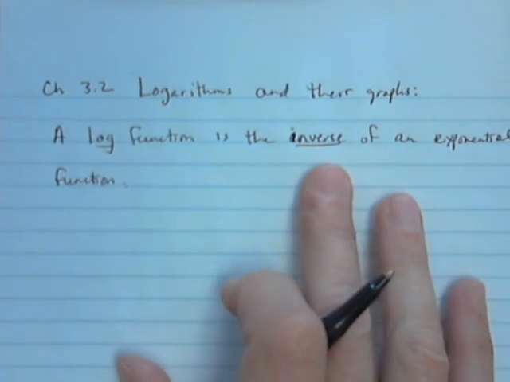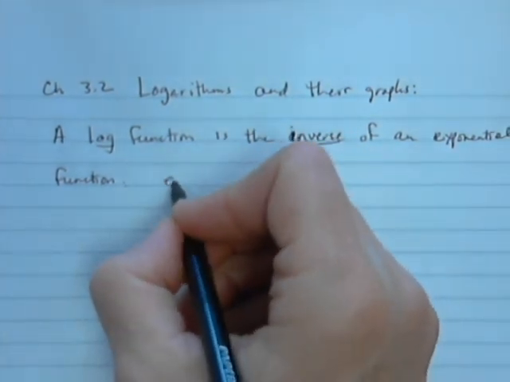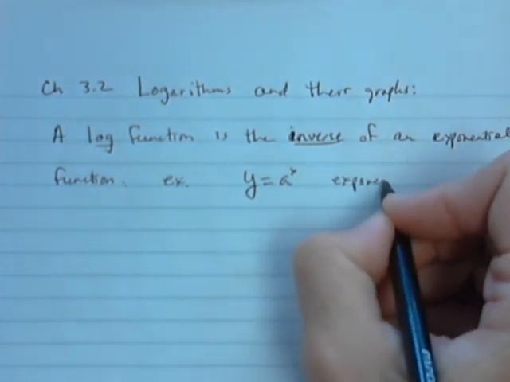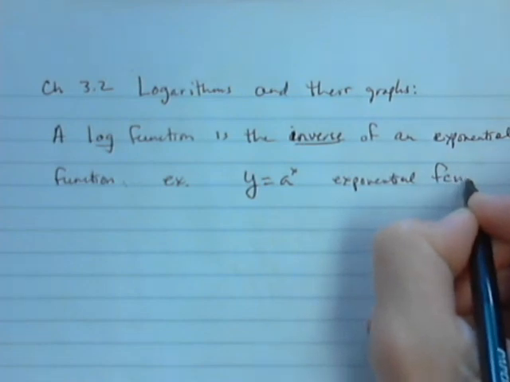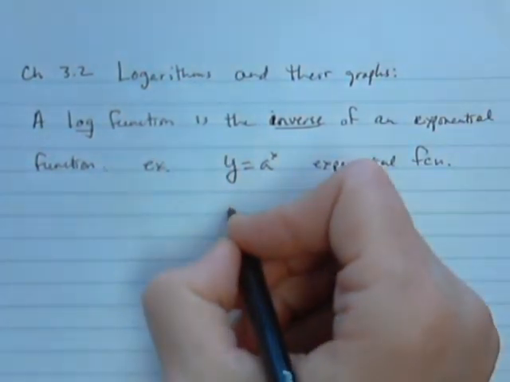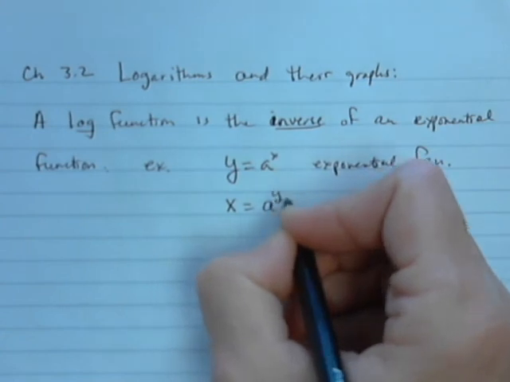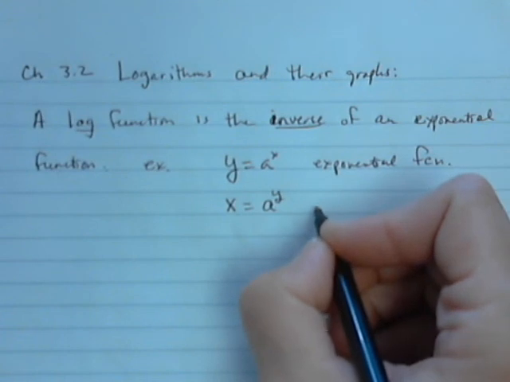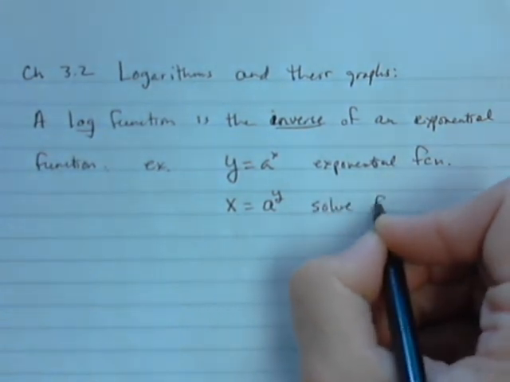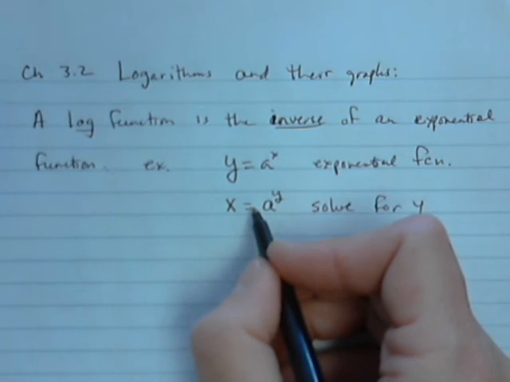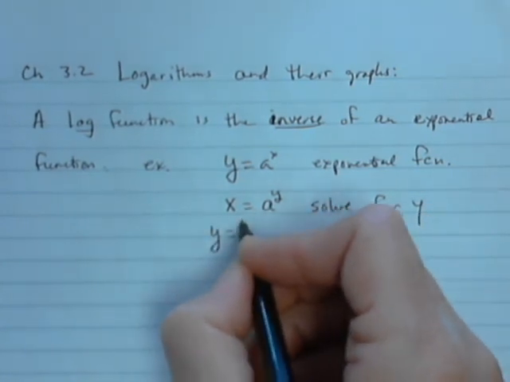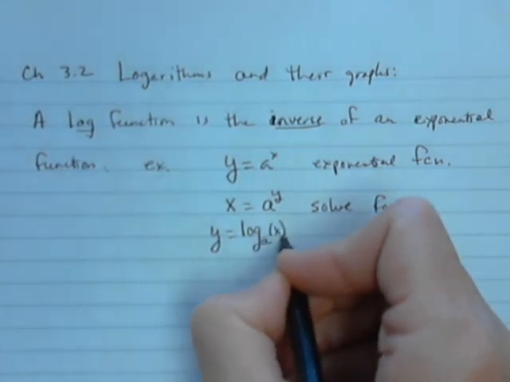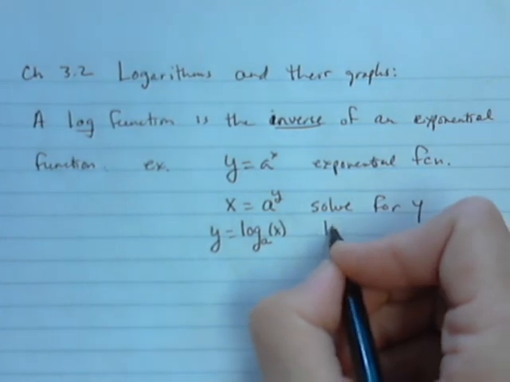And remember, with an inverse, it just means you switch x and y. So for example, if you have y equals a to the x, this is your exponential function. And if you switch x and y, you get x equals a to the y. And then you had to solve it for y, if you remember from last year in Algebra 2. And in order to solve this equation for y, you get y is equal to the log, the base is a, and the argument is x. So this is the log function.